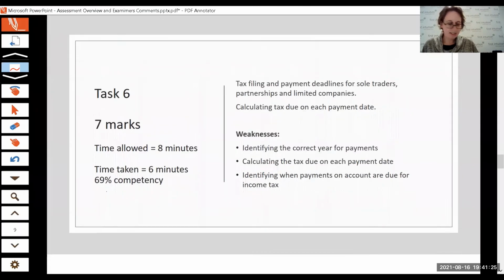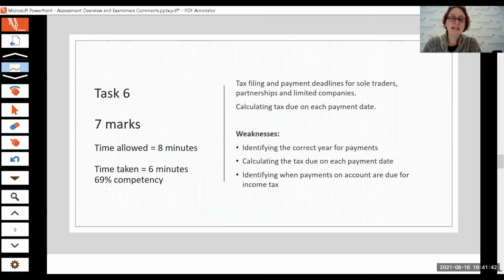So let me just tell you about task 6. Task 6 is a short one, 7 marks, 8 minutes, takes 6 minutes, 69% competency. So it's not bad, but it could be better. What's it about? It's about the filing date and the payment date for tax returns and tax payments. So we're going to be looking at partnerships, we could look at sole traders, we could look at companies, finding out how much tax is due on each payment date.